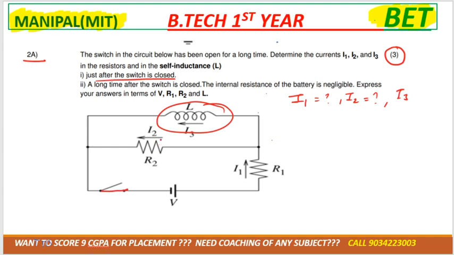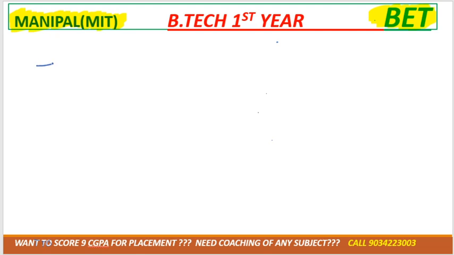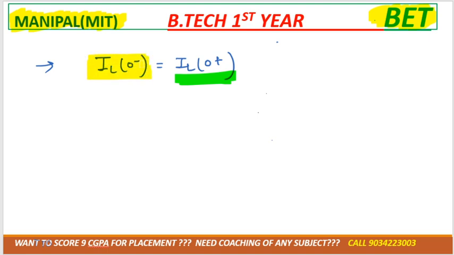So basically whenever we have the circuit, I need to find I1. Suppose we call it I1. So before that, what do I need to find? IL of 0 minus, right? If you remember, as I told you, IL of 0 minus would be equal to IL of 0 plus, right? So whenever we need to calculate IL of 0 plus, for that we always need to get IL of 0 minus, right? That's how it works.